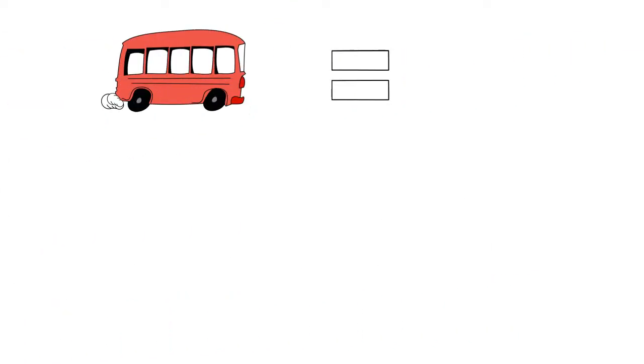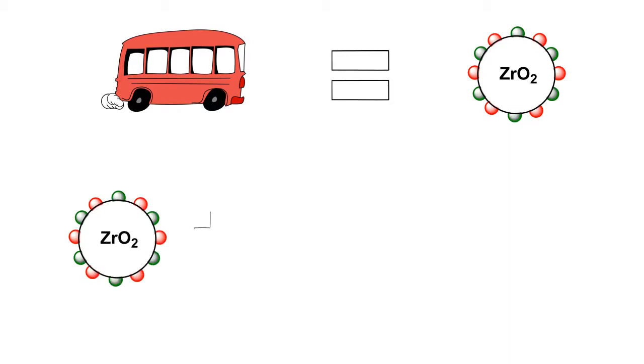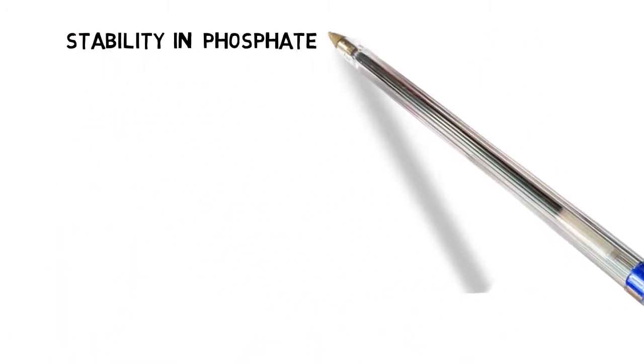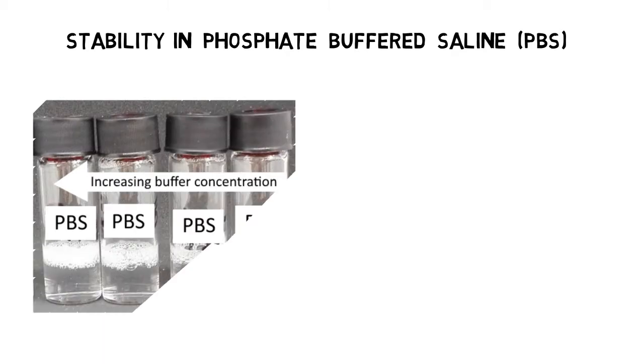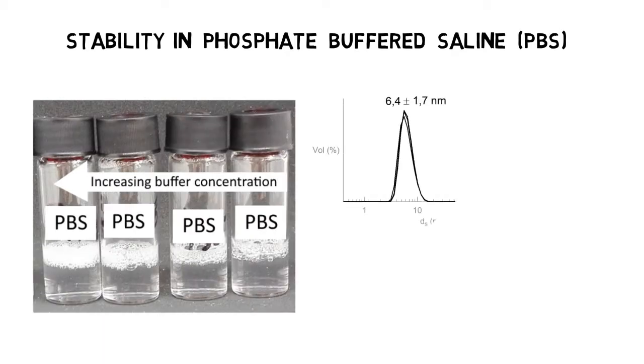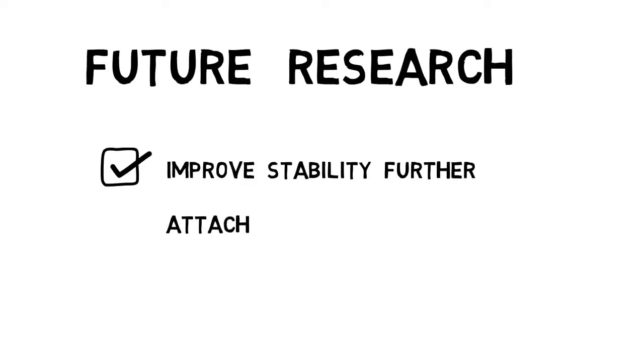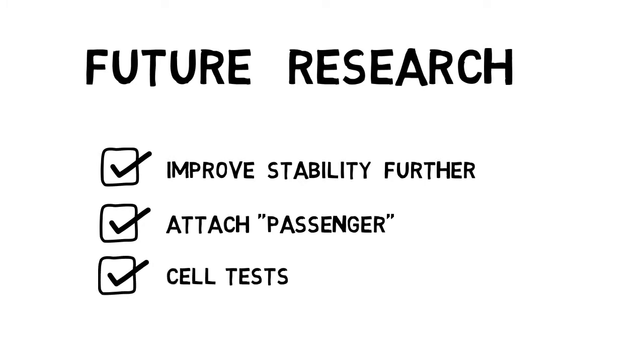We created nanocrystals of zirconium oxide and synthesized a molecule which allows the crystals to form a stable colloid in water. We tested the stability of our nanocrystals in different concentrations of phosphate buffer and found that they remained stable in all but the highest concentrations, well above levels occurring in the body. Future research aims to improve stability further, attaching a drug to the ligand, and performing tests on live cells.